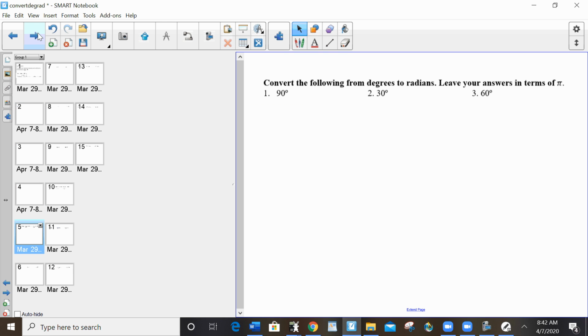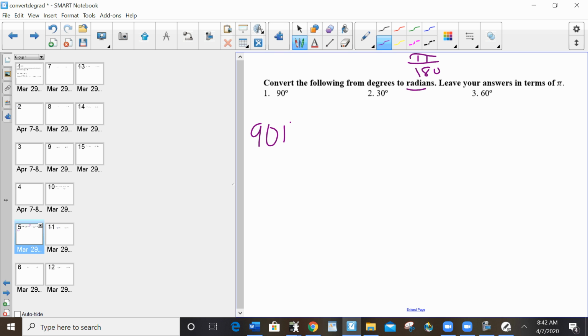Convert the following from degrees to radians. Leave your answer in terms of pi, so we're not going to type pi into the calculator. We're just going to multiply by pi over 180. Again, to convert to radians, pi is on top. So I'm going to do 90 pi over 180.